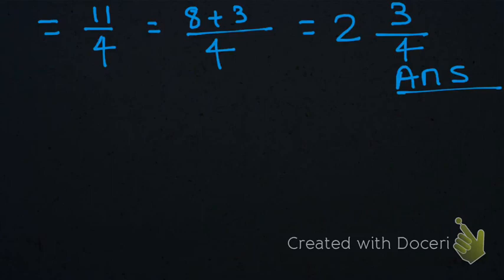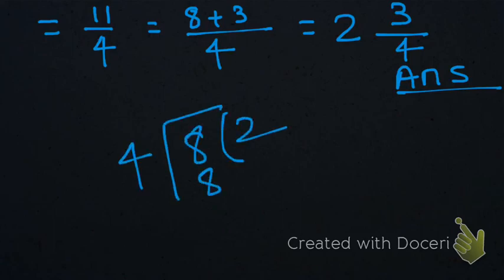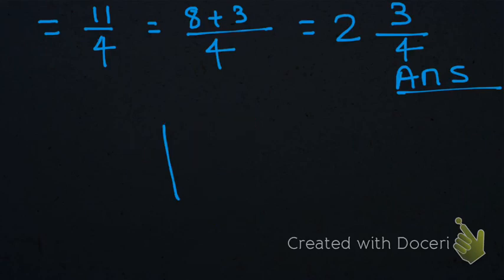Why have we written 11 as 8 plus 3? Because 8 is completely divided by 4. How many times? 2 times. So 8 is completely divided by 4 two times, so that's why we have written 8 plus 3, and this 3 is extra. So this is our answer.